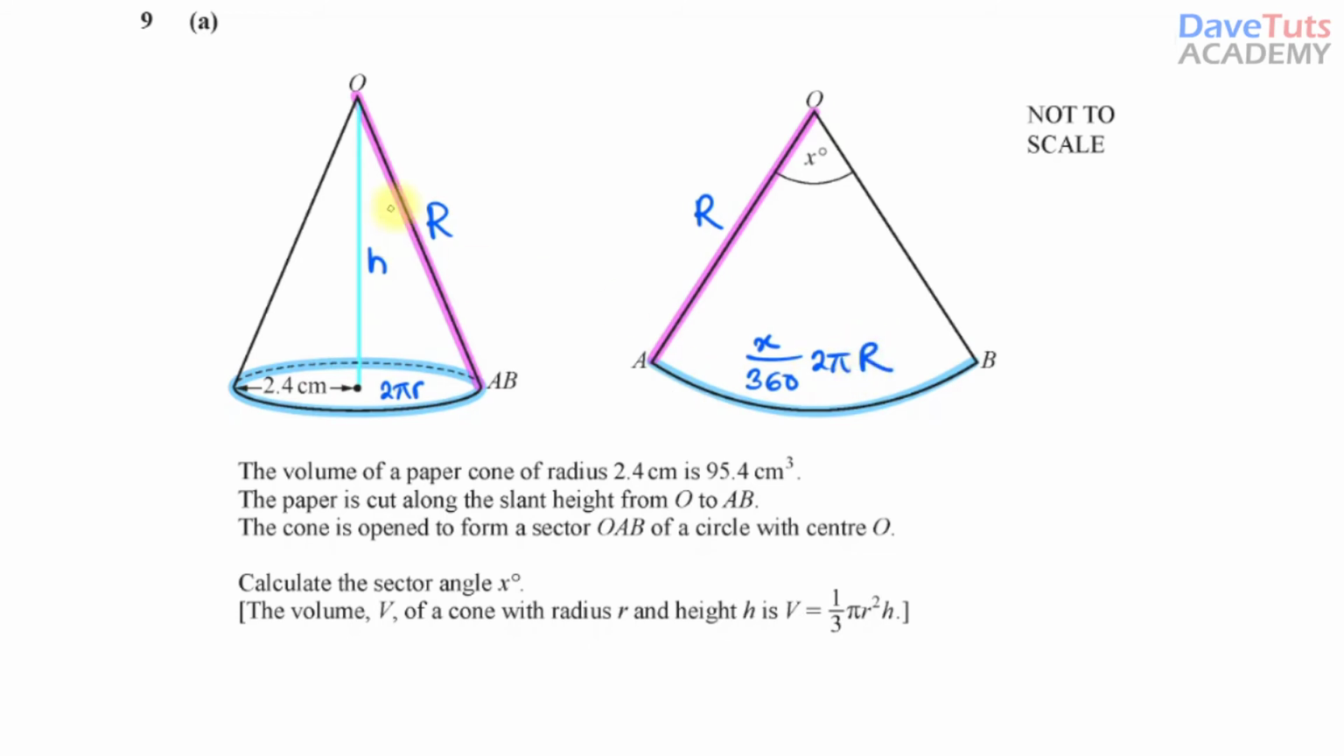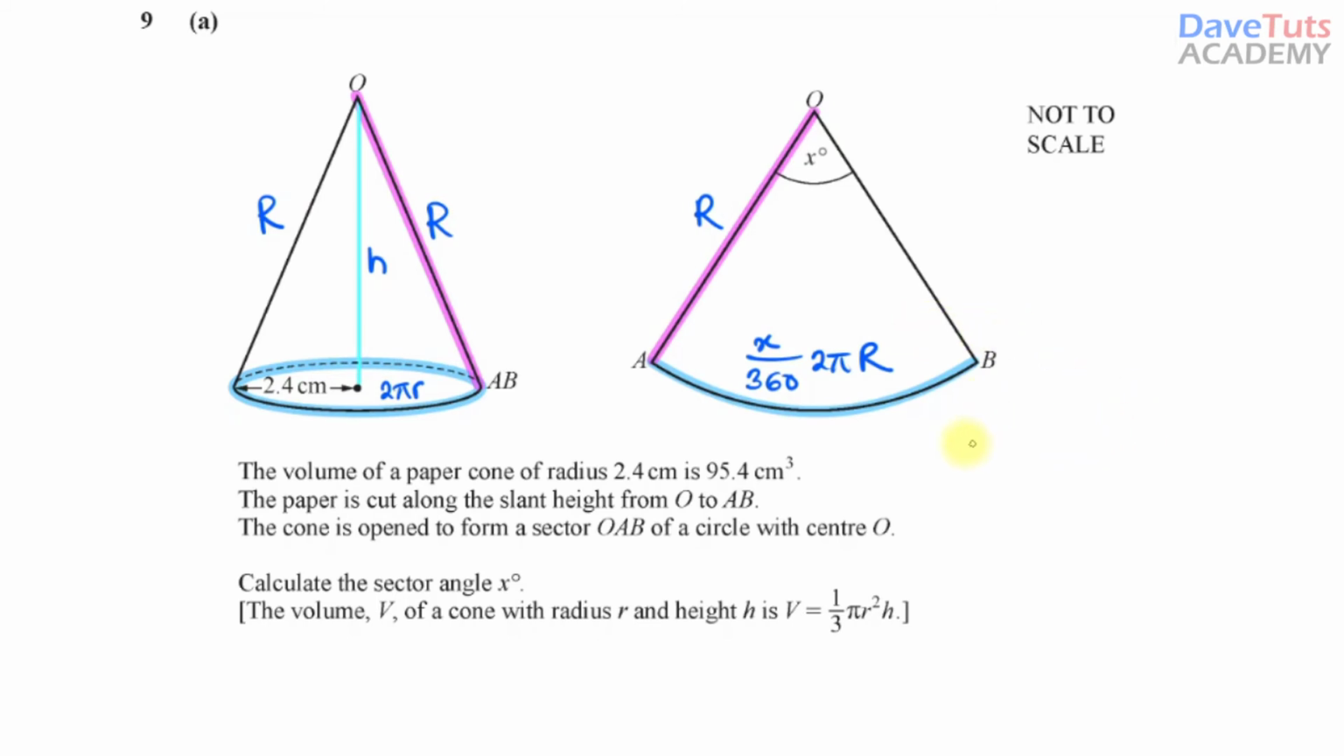And for us to get the value of R, we can look at the paper cone. Since we are given the value for the volume, then we have this radius of the base circle as 2.4. If we can get the height of that cone, then we can use Pythagoras theorem to find R, so that we can use R in this particular case. So once we have that understanding, we can go ahead and solve this question.